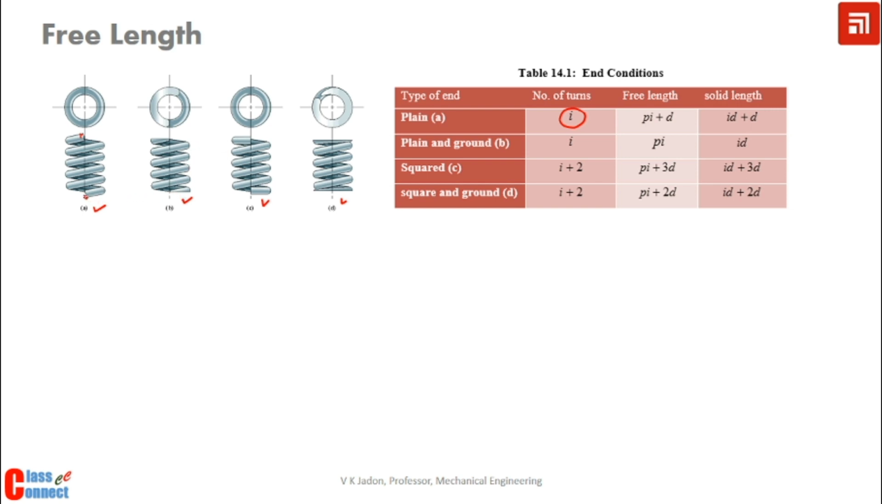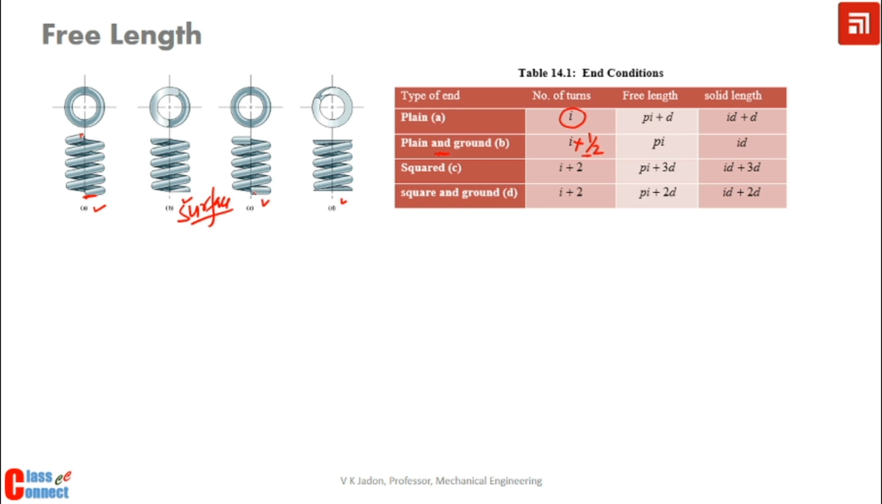And if we grind this, then it is plain and ground. In this case the area of contact is a surface, but not the complete circle of the surface. So in some texts we can add a half turn to get the total number of turns, but it may be equal to the active number of turns; it is better to add a half here.